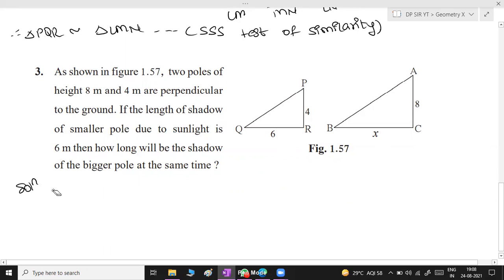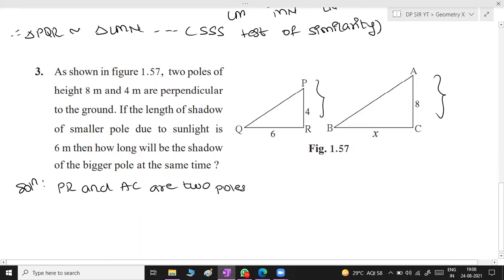So let's start with the solution part. And the solution is going to be very easy. Please pay attention. The question is extremely simple. If you check these sides PR and AC, PR and AC are two poles as per the question.